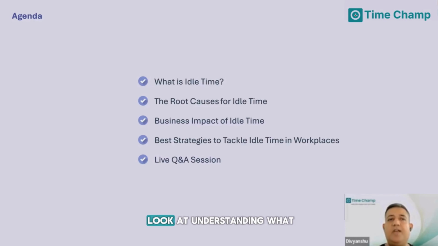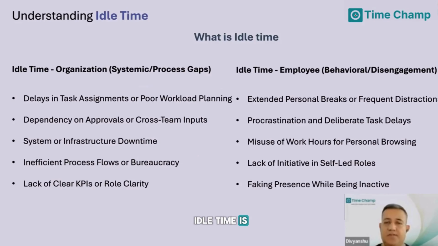Moving forward, let us look at understanding what idle time is. Idle time is of two kinds, majorly. First of all, idle time doesn't always mean that a person is not working. Idle time may also mean that a person is working, but there is some distraction impacting the work, a rhythm that has been broken. There are two major reasons why this happens: one is because of things that happen in the organization, and the other is things that happen with the employee. Let's break them down.